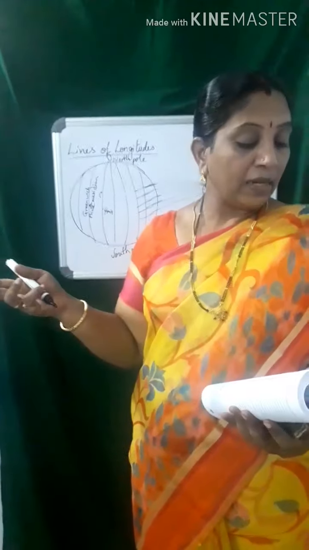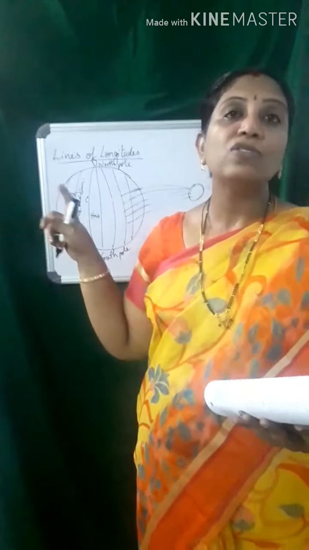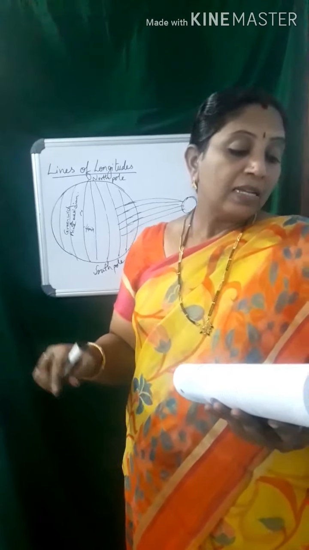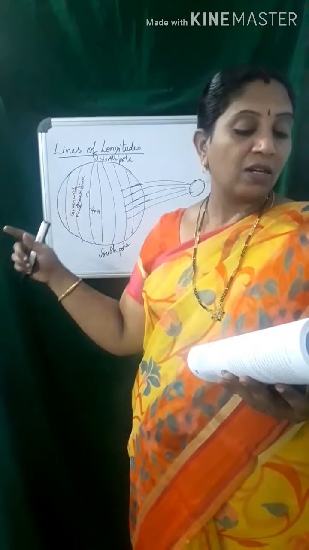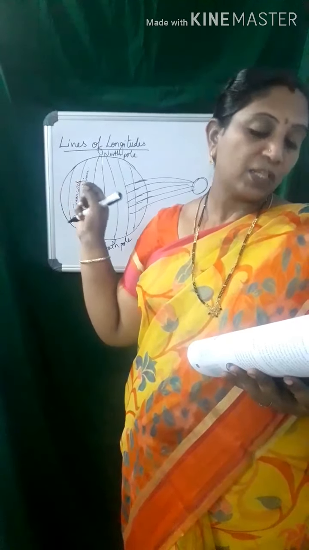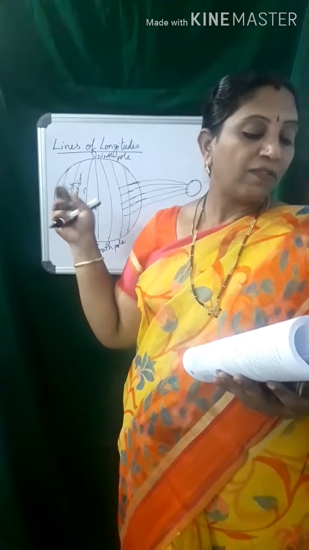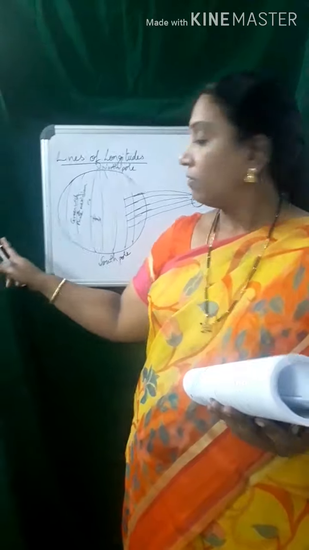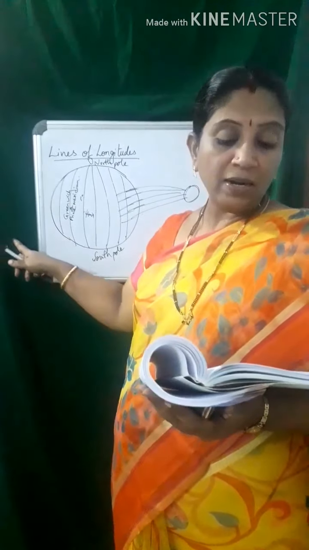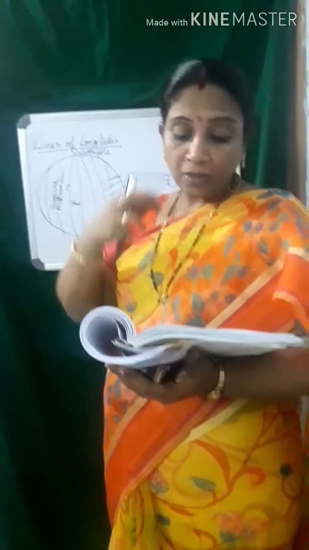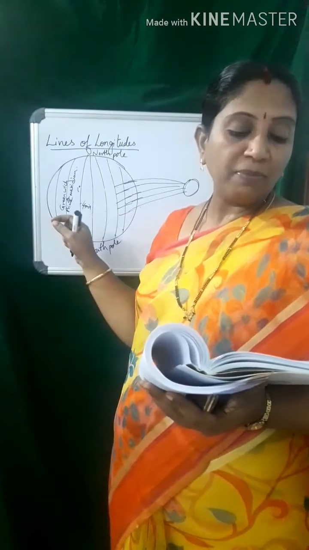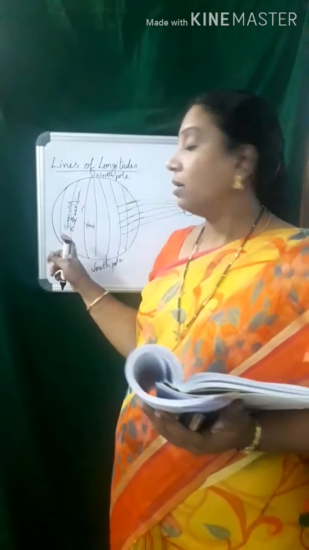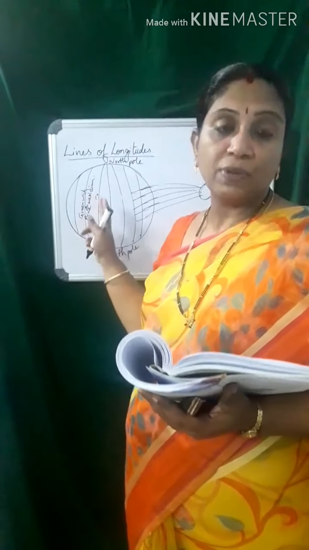Now, how do we calculate the time using these lines of longitude? Since the earth rotates from west to east, for every 15 degrees of movement eastward from the prime meridian, the local time is ahead of Greenwich Mean Time by an hour. Means a 1 hour difference will be there.